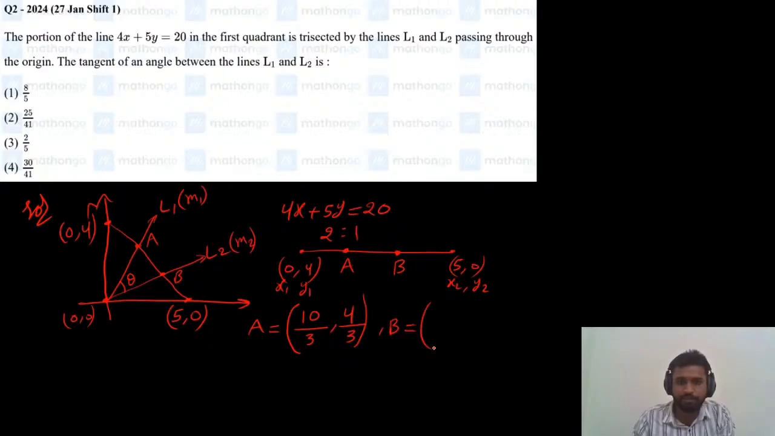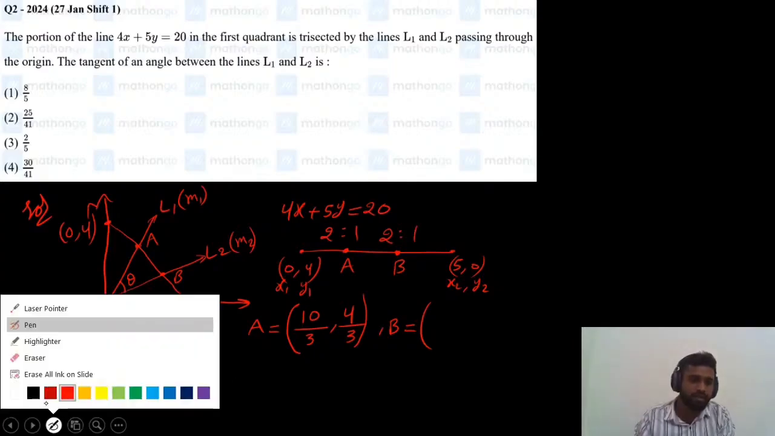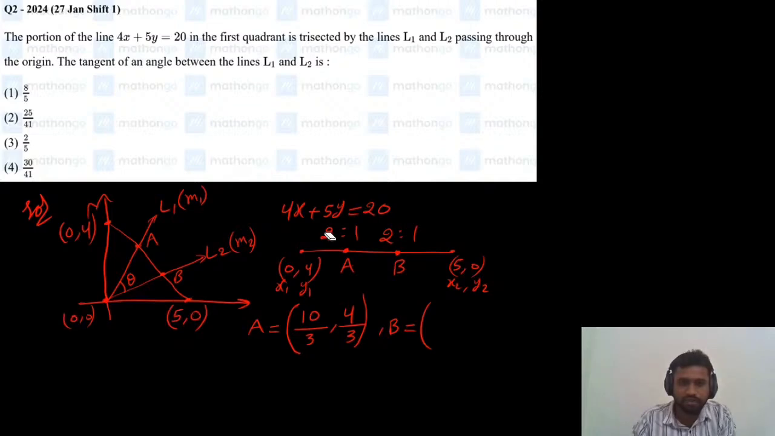And what is the point B? A is dividing in the ratio 1 is to 2, and B is dividing the line joining these 2 points in the ratio 2 is to 1. Clear? A is dividing in the ratio 1 is to 2 and B is dividing in the ratio 2 is to 1.